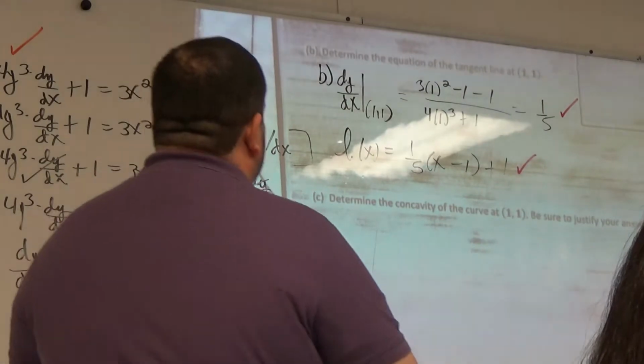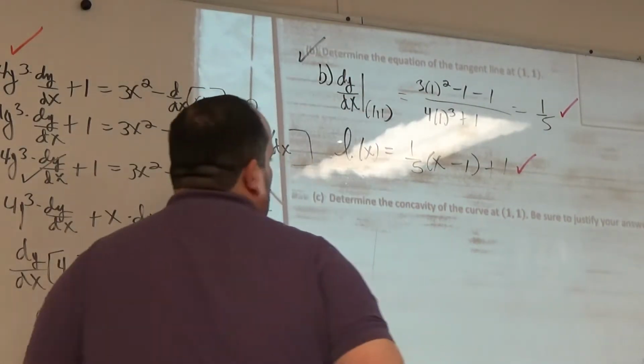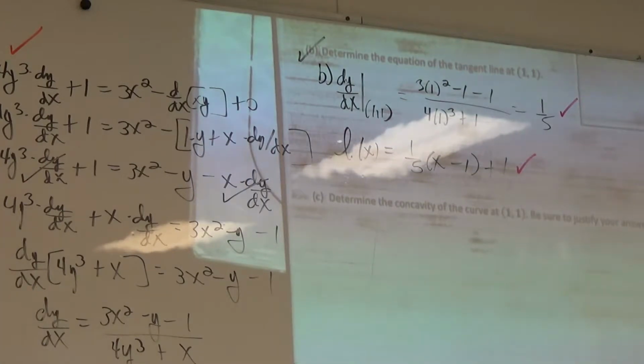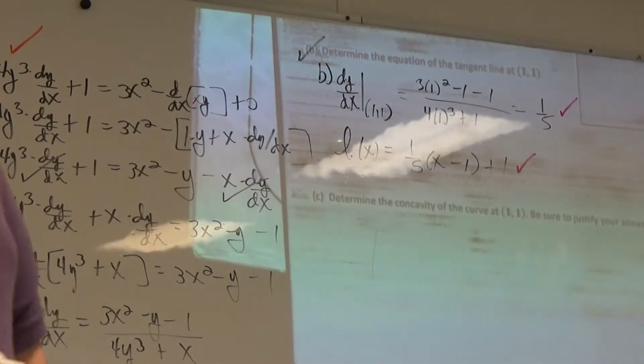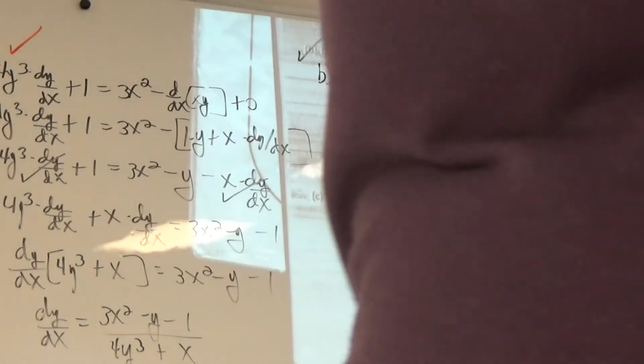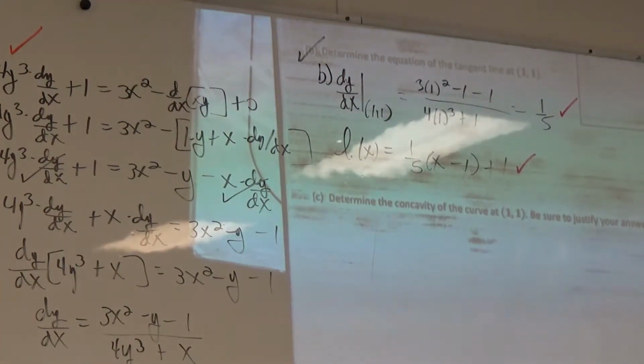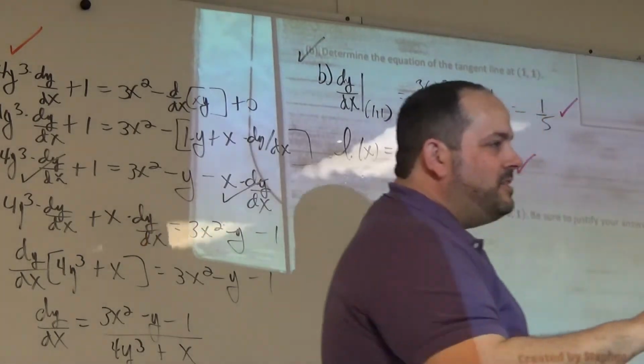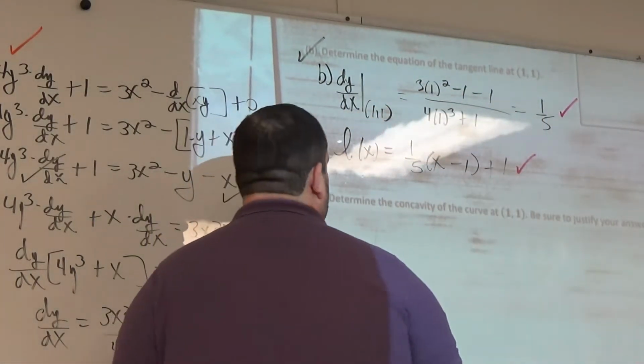Part C, determine the concavity of the curve at (1, 1). Be sure to justify your answer. Concavity, talk to somebody near you. What's the plan here? There's only one curve we're talking about. It all goes back to this curve. Remember, you're not going to get the graph. The graph is just there to help you visualize what's going on.